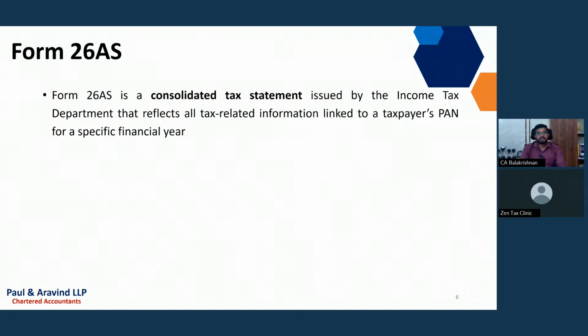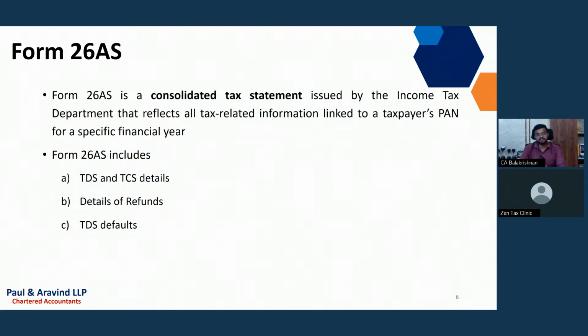And Form 26AS, that is the tax statement, the consolidated tax statement, is issued by the income tax department. It reflects all tax collected at source and tax deducted at source information based on the deductor's tax filing statement. Form 26AS includes TDS details and TCS details. This is also available in AIS, and details of refunds are also available in AIS. And TDS defaults, this is not available in the AIS.